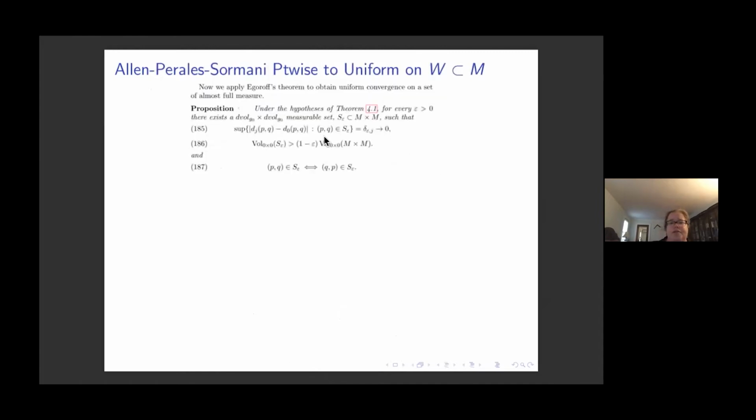So here's what we get from Egoroff's theorem. We now have that under the hypothesis of our theorem, for every epsilon, there is some volume G naught measurable set S epsilon, contained in M cross M, such that the sup of the distances with pq in S epsilon equals some delta epsilon j goes to 0. And the volume of S epsilon is bigger than 1 minus epsilon times the volume of M cross M. So it's almost the whole volume. And pq is in S epsilon if and only if q and p are in S epsilon. So we have the symmetry. This extra symmetry comes from the fact that it's really about gammas. It doesn't matter which way the geodesic gamma goes.